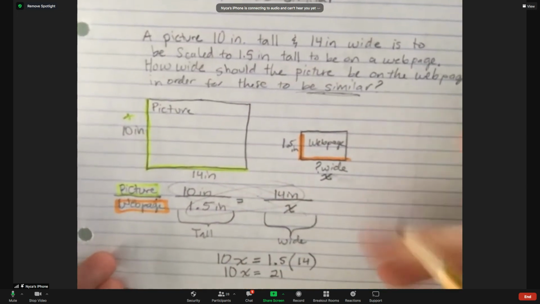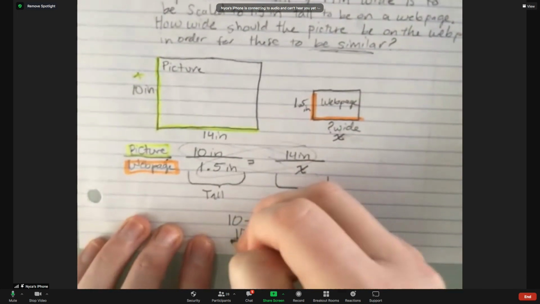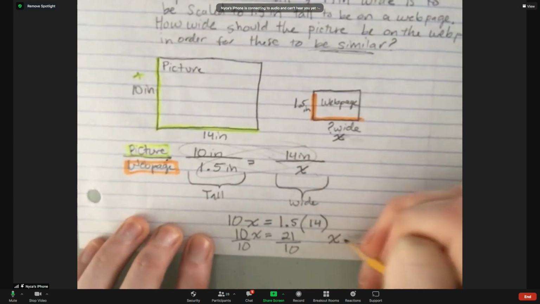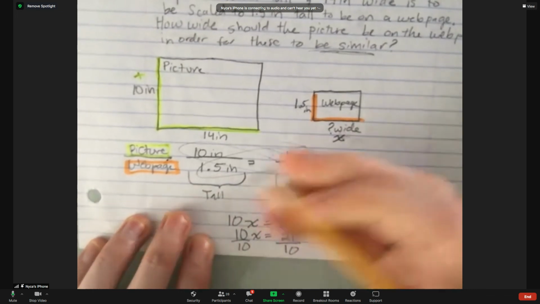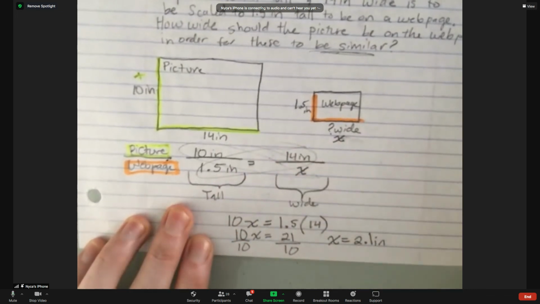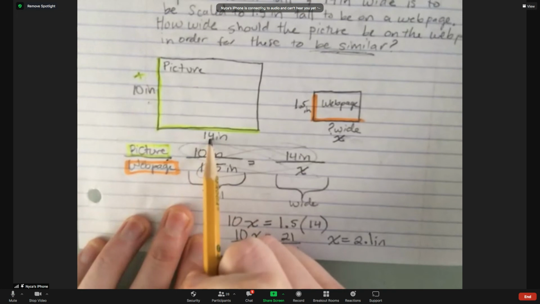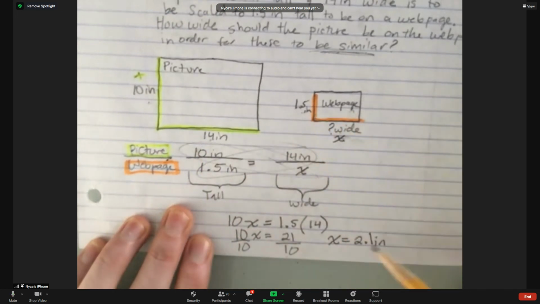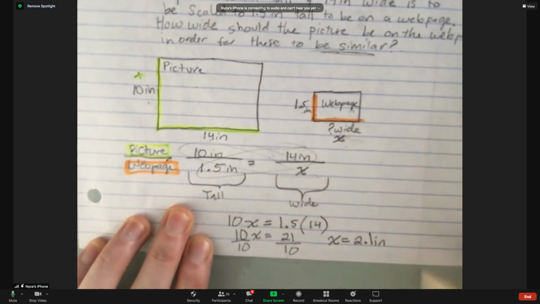Well, now that I have 10x, I have to get x by itself. So since this means times 10, we divide by 10. What you do to one side, do the other, divide by 10. That means x is going to be 2.1, and what's the unit? It's inches. What does that technically mean? That means that while the picture is 10 by 14, the web page will be 1.5 inches by 2.1 inches. So this scale right here is 2.1 inches.